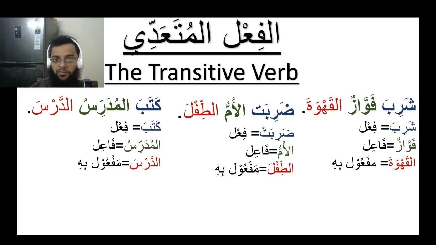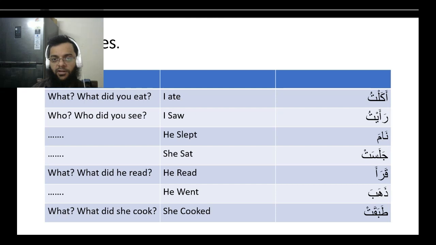For practice purposes. What we want to find is whether the verb is transitive or intransitive, that is fi'l al-muttadi or fi'l al-lazim. So the rule is, if there comes a question of what or who after a verb, then it is most probably a transitive verb. And if there doesn't occur any such question, what or who, I am not talking about when, why, where. We are specifically talking about who or what.